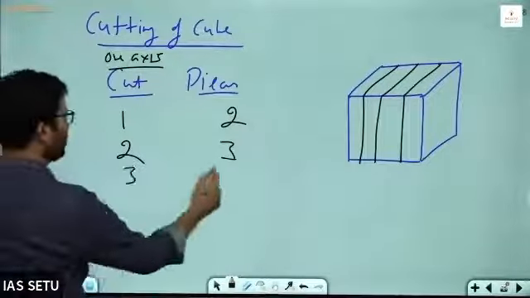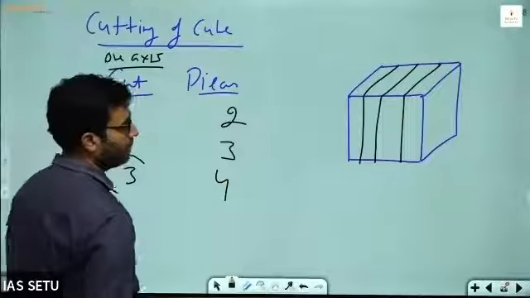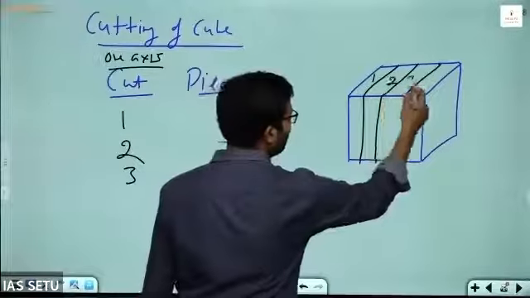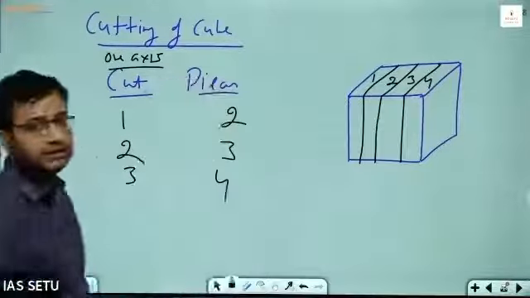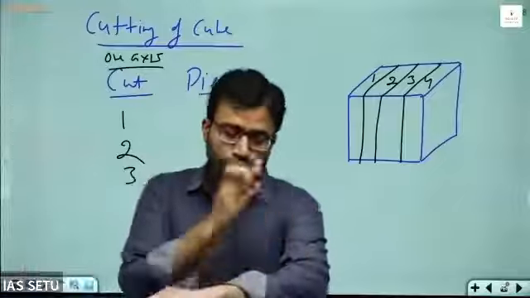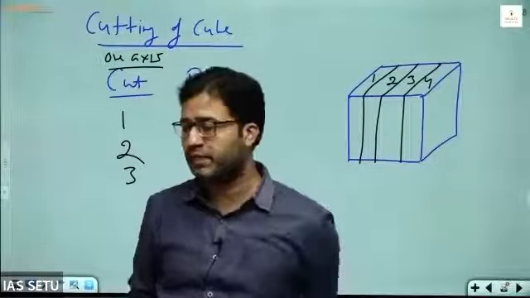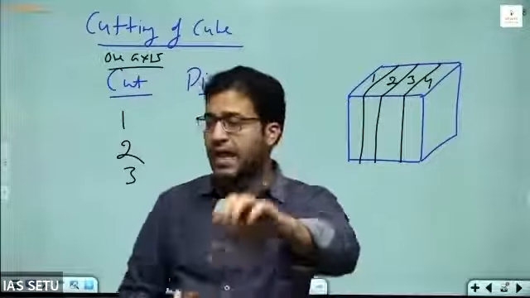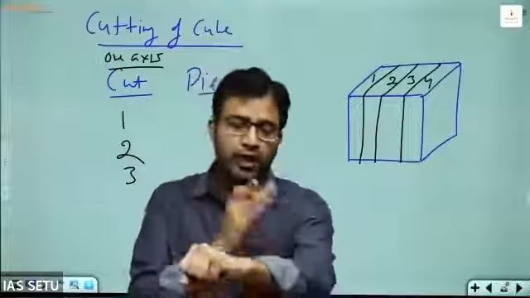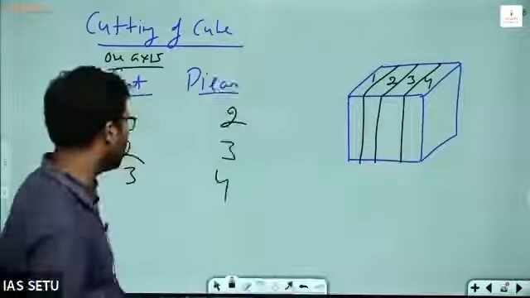3 cuts give me 4 pieces. This is piece number 1, 2, 3, 4. Similarly, on one axis, if I put 4 cuts, I get 5 pieces. If I put 10 cuts, I get 11 pieces. If I put 100 cuts, I will get 101 pieces.